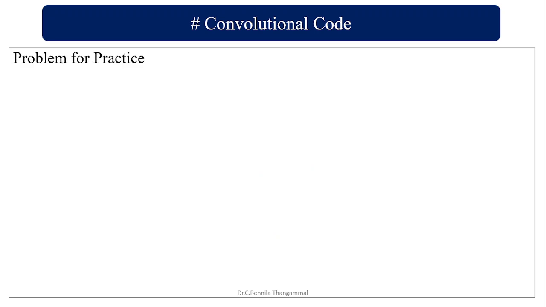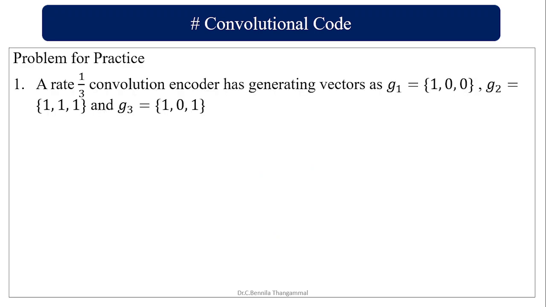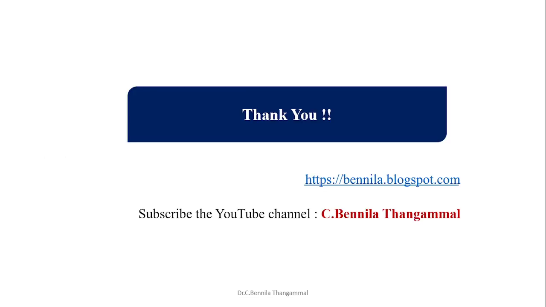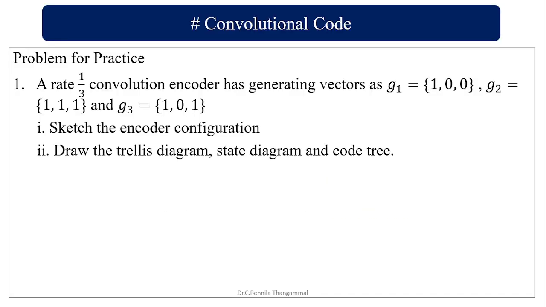So I'll give an example here, a problem for practice. A rate 1 by 3 convolutional encoder has generating vectors G1, G2, G3. So here they ask you to find the encoder configuration and draw the Trellis diagram, state diagram and code tree. So here I'll help you to get your encoder diagram. So here they have given 3 values here. So the registers are going to be M, M1 and M2.